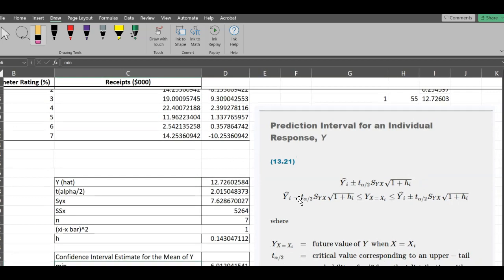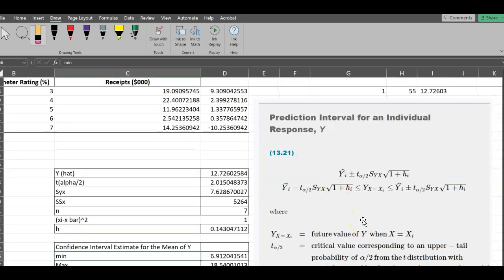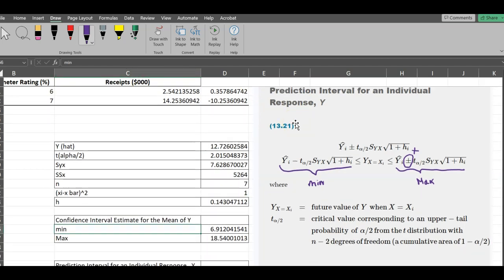Again, it has two values. One is the minimum value, and this is going to be my maximum value. And I think they had a typo here, so that's supposed to be plus, not plus minus. Okay, and that's basically what we're going to do. And you notice here, if you compare it with the previous formula, only one thing is different in the formula. Whenever you do the square root, you're gonna do 1 plus h instead of square root of h. Everything else is the same.